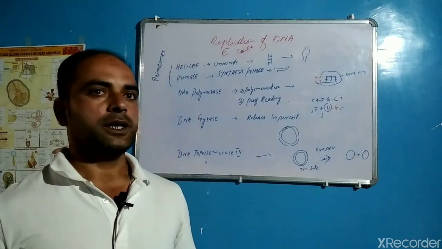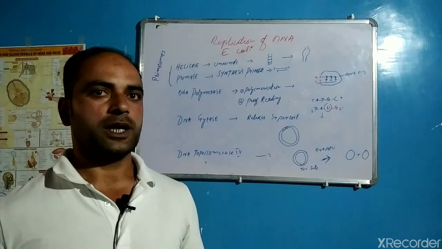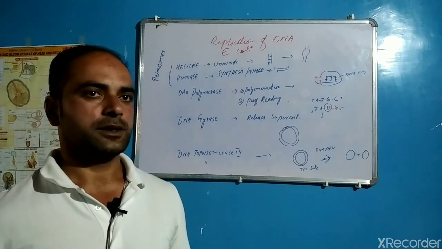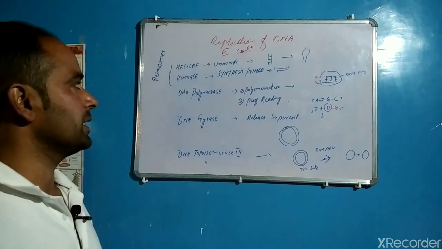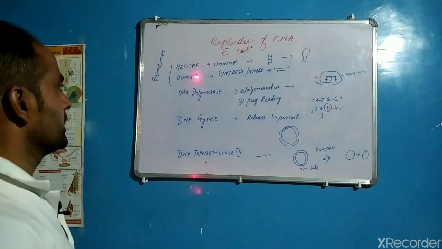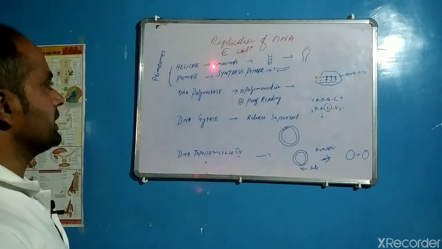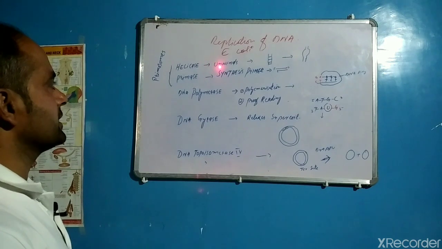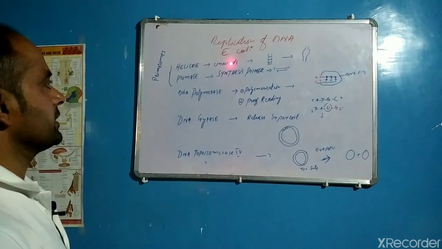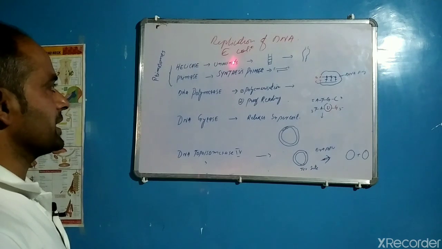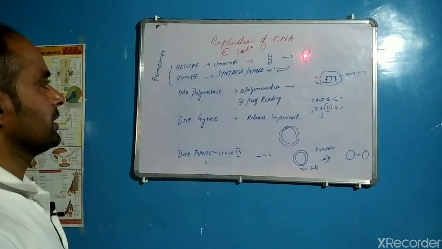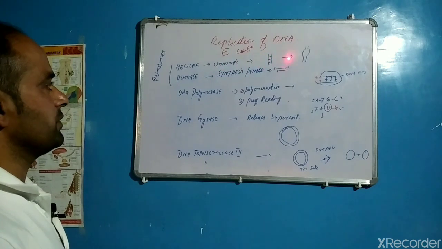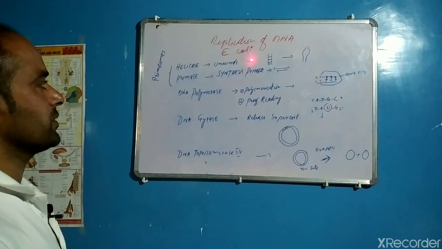We should know each and every enzyme which is required in DNA replication. Let us go to the board. These are the enzymes which are required for DNA replication. Helicase is the enzyme which unwinds the two strands so that the strands act as a template to synthesize the daughter strands. It creates a replication fork. So helicase is responsible for unwinding DNA and creation of the replication fork.